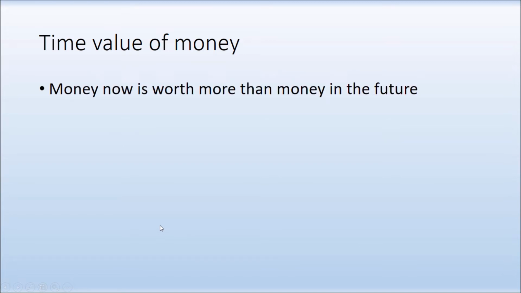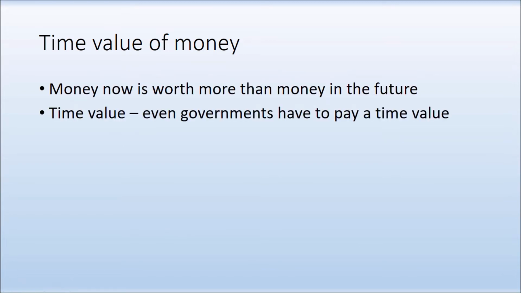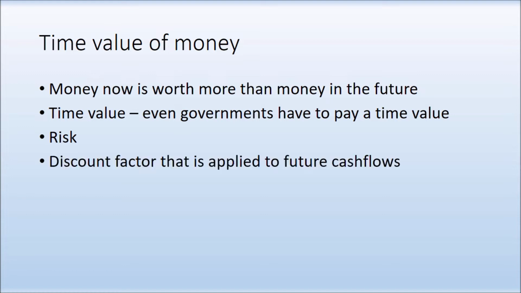Money now is worth more than money in the future. There's a time value, and even governments have to pay a time value to lend, even if they're risk-free. And there's also a risk attached to the company in terms of the future. As a consequence, the money in the future that the company is generating is worth less than money held now by an individual in their bank account. So there's a discount factor that's applied to future cash flows to make them like for like to money now, and like for like in all the various different years.